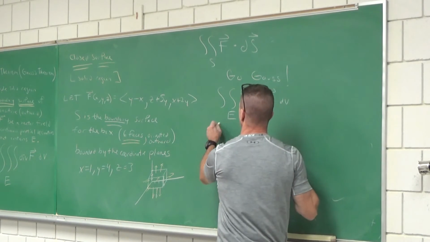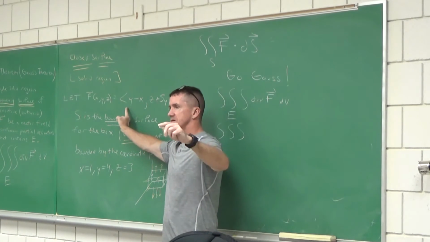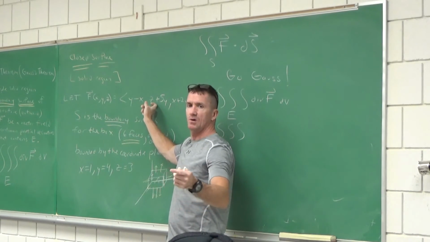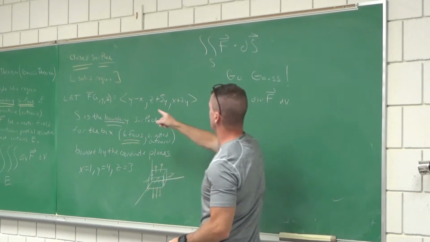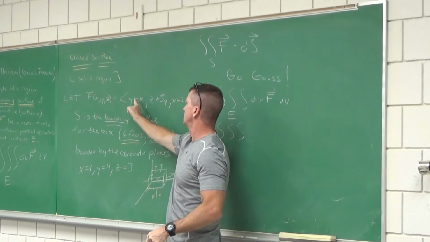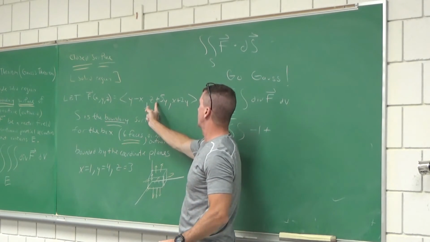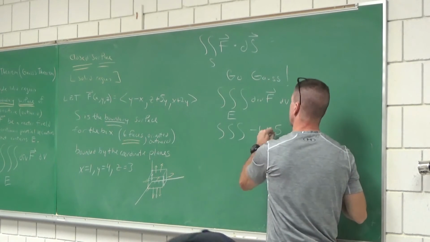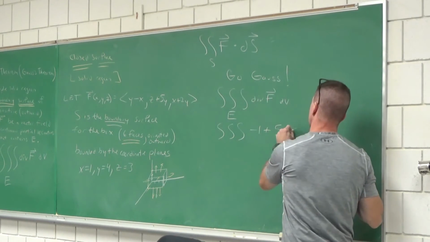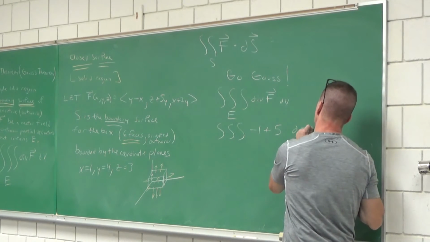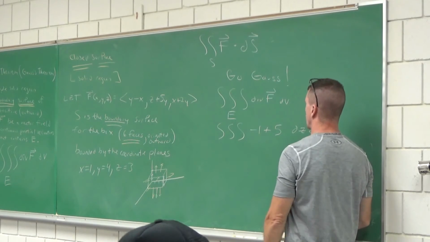Alright, let's start with the divergence. I need to differentiate this with respect to x, plus the derivative of that with respect to y, plus the derivative of that with respect to z. What's the derivative of that with respect to x? Negative 1. Let's do that with respect to y. 5. And the derivative of that with respect to z. 0. dz, dy, dx. Negative 1 plus 5 is what?